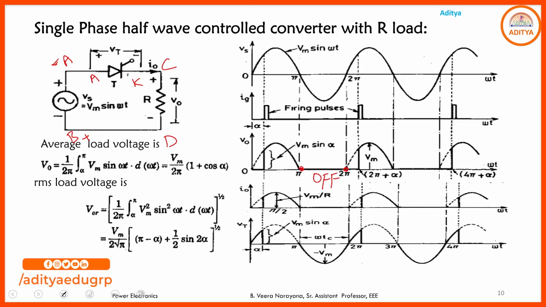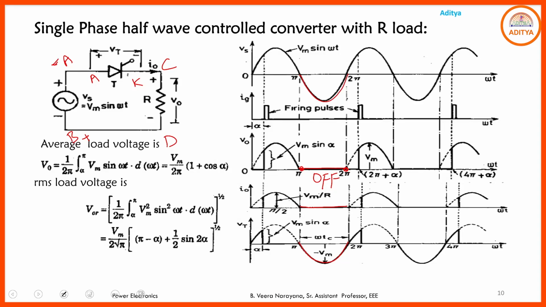That is simply called the natural commutation. And from pi to 2 pi, the SCR will be in the off state, that is in reverse biasing mode. So if it is in the reverse biasing mode, what happens? The total source voltage is available across the switch. So what is the available source voltage? This negative half cycle. So from pi to 2 pi, the total negative half cycle will be available across the switch. That means across the SCR. Hence why the output voltage is 0 and output current is also 0 from pi to 2 pi.